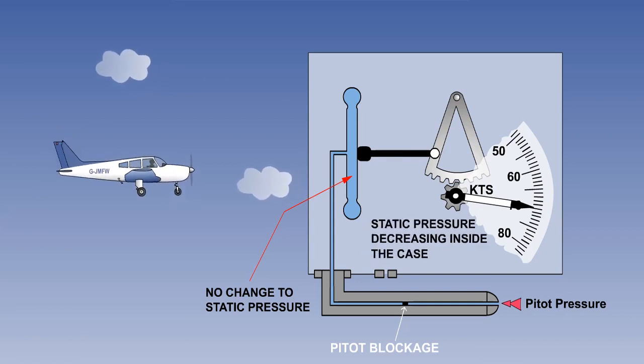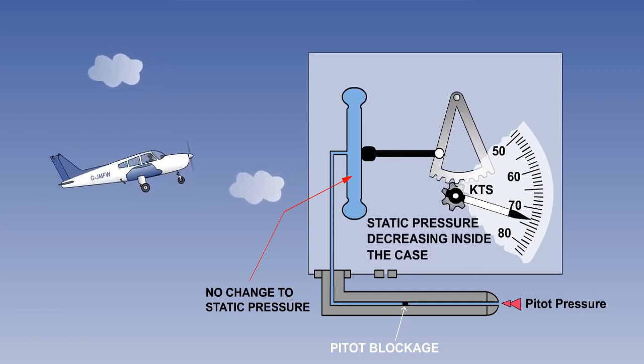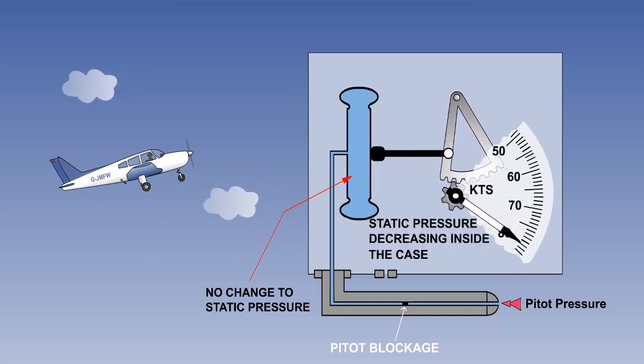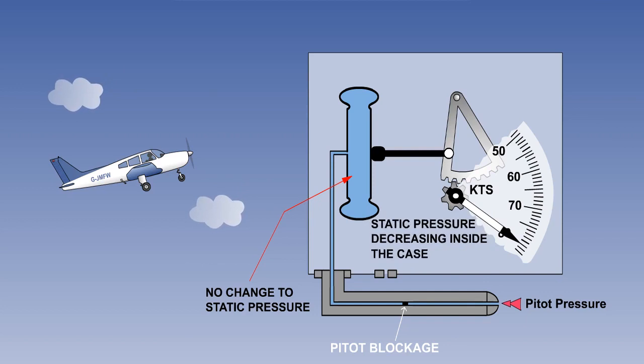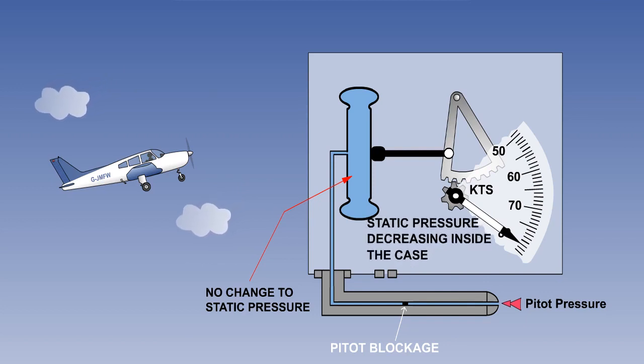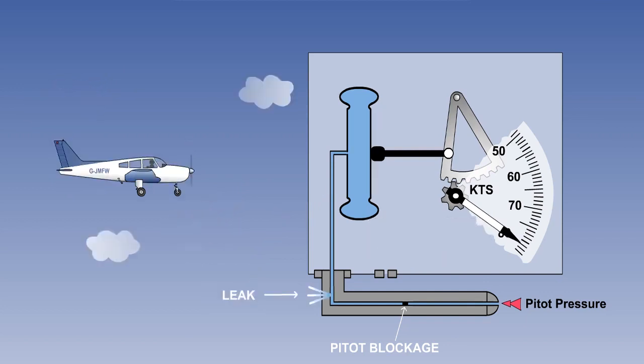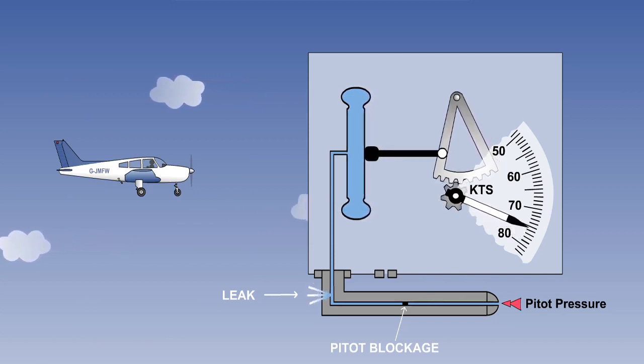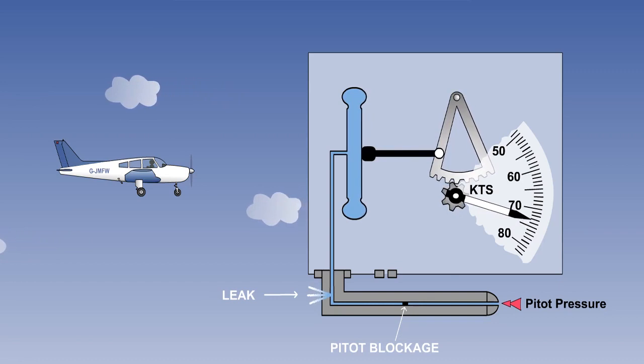Conversely, in the climb, the pressure in the instrument case will decrease, which will allow the metal capsule to expand by an excessive amount. The ASI will therefore overread. Leaks in the pitot system will reduce the pressure in the pitot line, and the ASI will therefore underread.